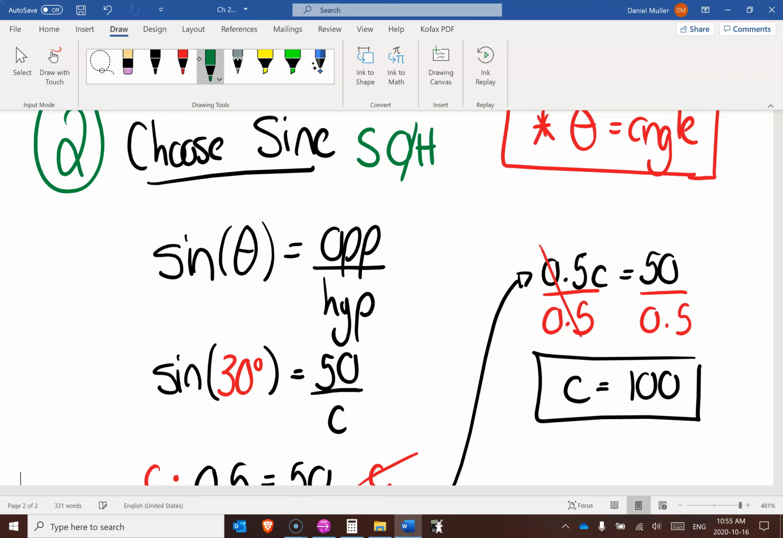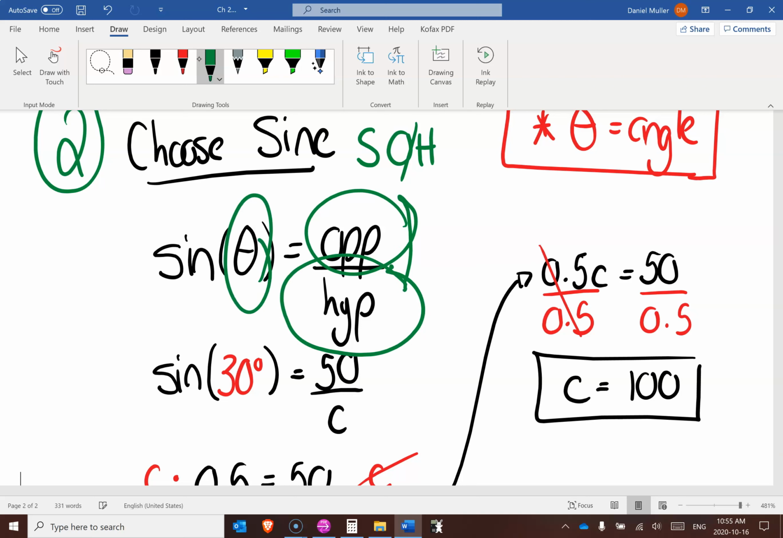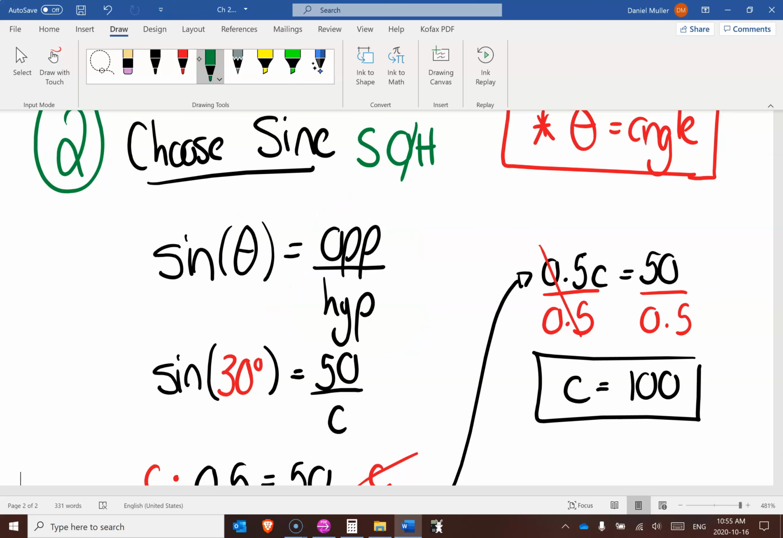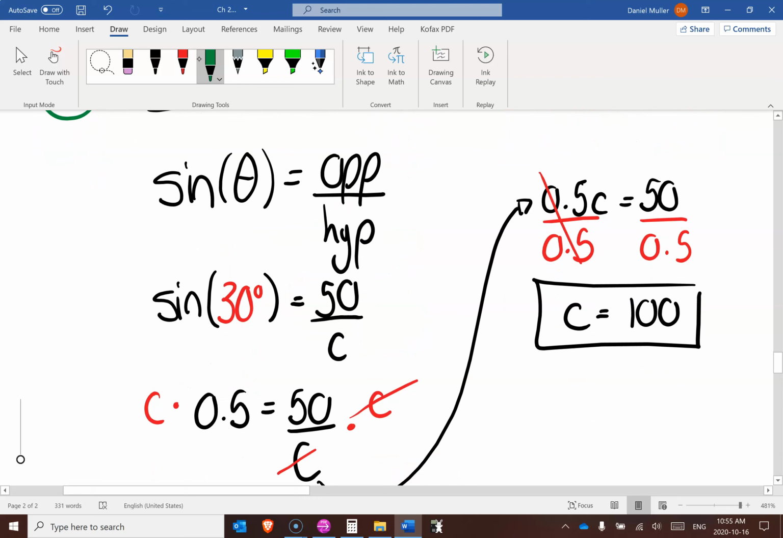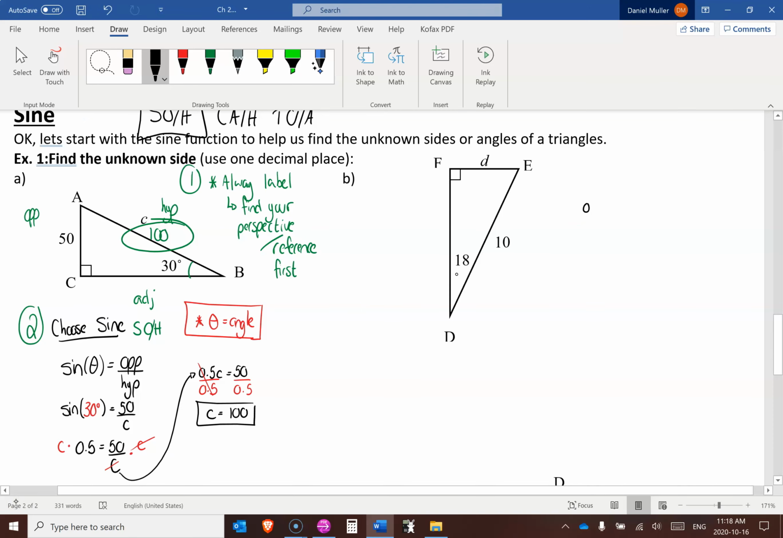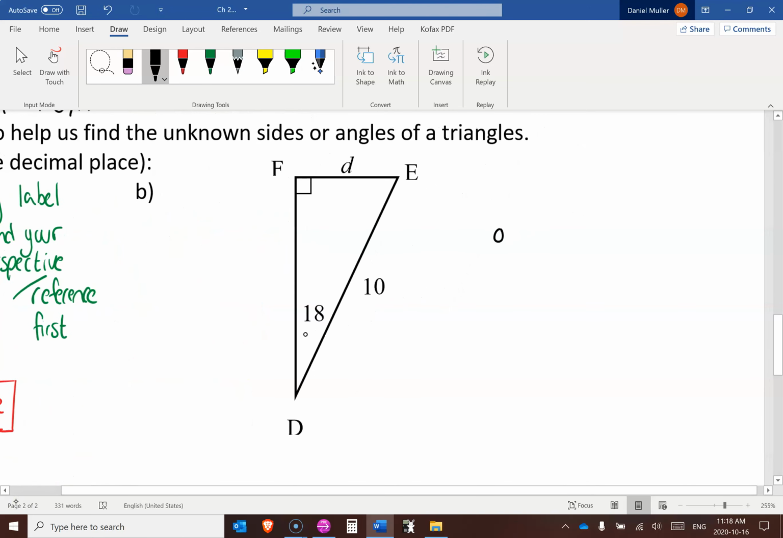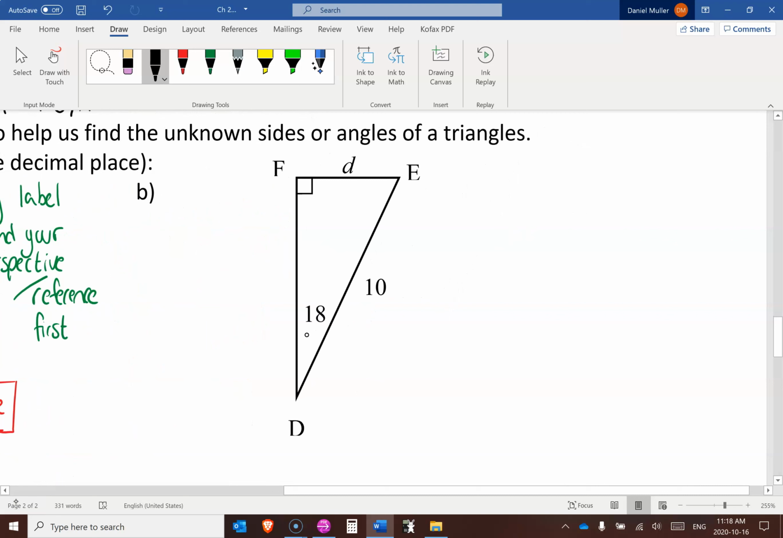Once you have that, you can plug in the information. There's 3 things that are always going to be missing. There's an opposite, there's some sort of side, there's another side down here, and there's an angle. And I'm always going to give you 2 pieces of information. Sure enough, here I gave you the opposite and I gave you the angle, and you had to find the hypotenuse. Let's see here.